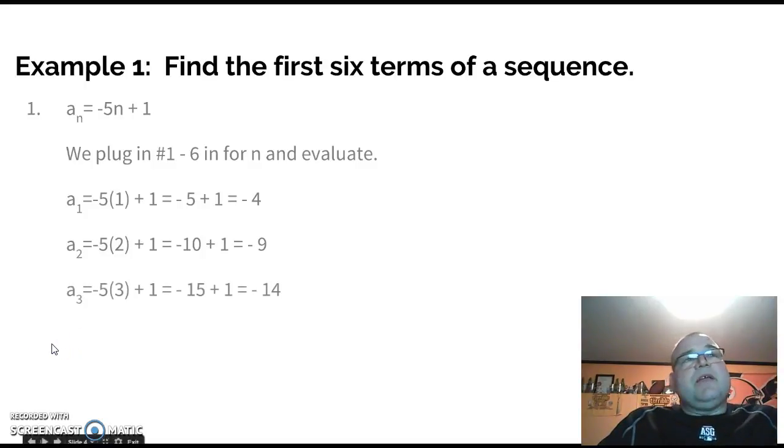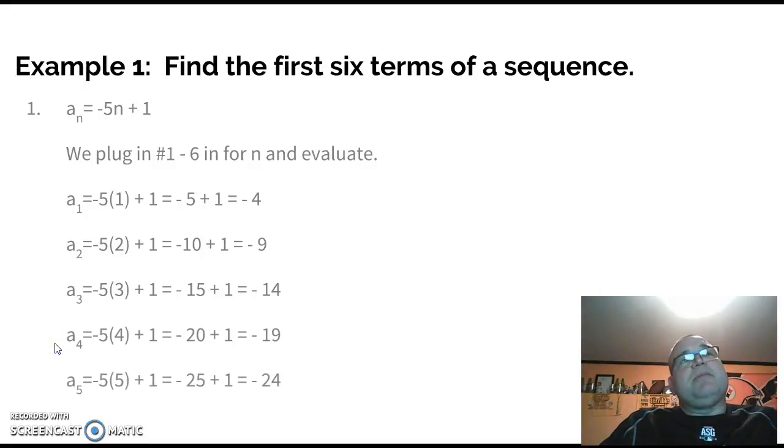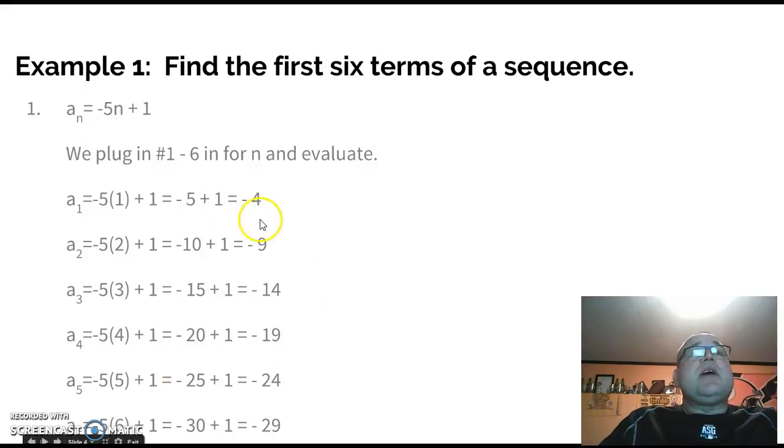Third term, negative 5 times 3 plus 1, negative 15 plus 1, negative 14. You can kind of catch the pattern here. The fourth term we plug in 4, the fifth term we plug in 5, and finally the sixth term we plug in 6. Now, something we'll talk about in a later lesson: notice that our terms are decreasing by 5 every time, and notice that our explicit formula is multiplying by negative 5. That will be important coming up.